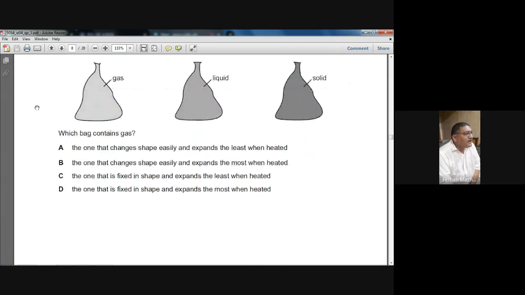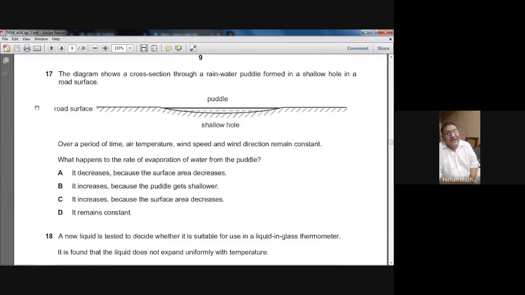Yes, sir. Okay, winter 2004, question number 17. We are doing MCQ questions. The diagram shows a cross section through a rainwater puddle formed in a shallow hole in a road surface. So you can see there is a puddle in the road, a shallow hole in the road, and due to the rain, it's filled with water. Over a period of time, air temperature, wind speed, and wind direction remain constant. What happens to the rate of evaporation of water from the puddle?